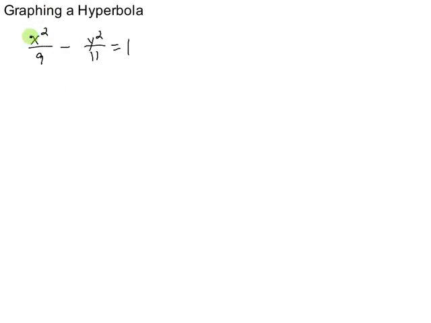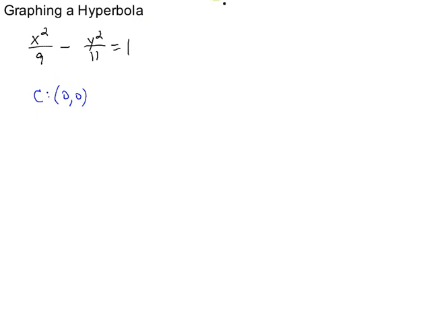The first thing is the center. We don't have shifted x's and y's. We simply have x squared and y squared. So the center is the origin for this particular hyperbola. And I apologize now if I occasionally call it an ellipse. I tend to do that for some reason. I can't get it out of my head.